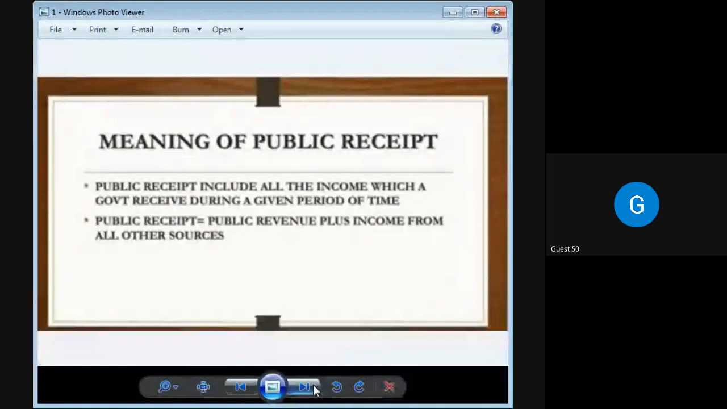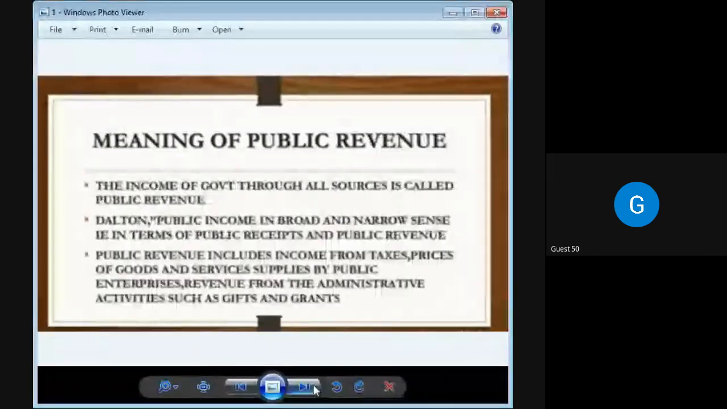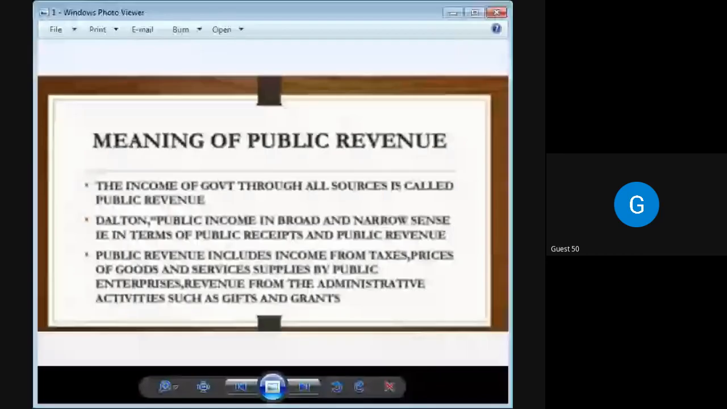वो प्री डिसाइडेड सोर्सेस हैं like taxes, like gifts and grants, like administration, like revenue from the administrative activities. Okay, prices of goods and services, sometimes we call prices of commodities and services applied by administration. So these are the sources of public revenue.